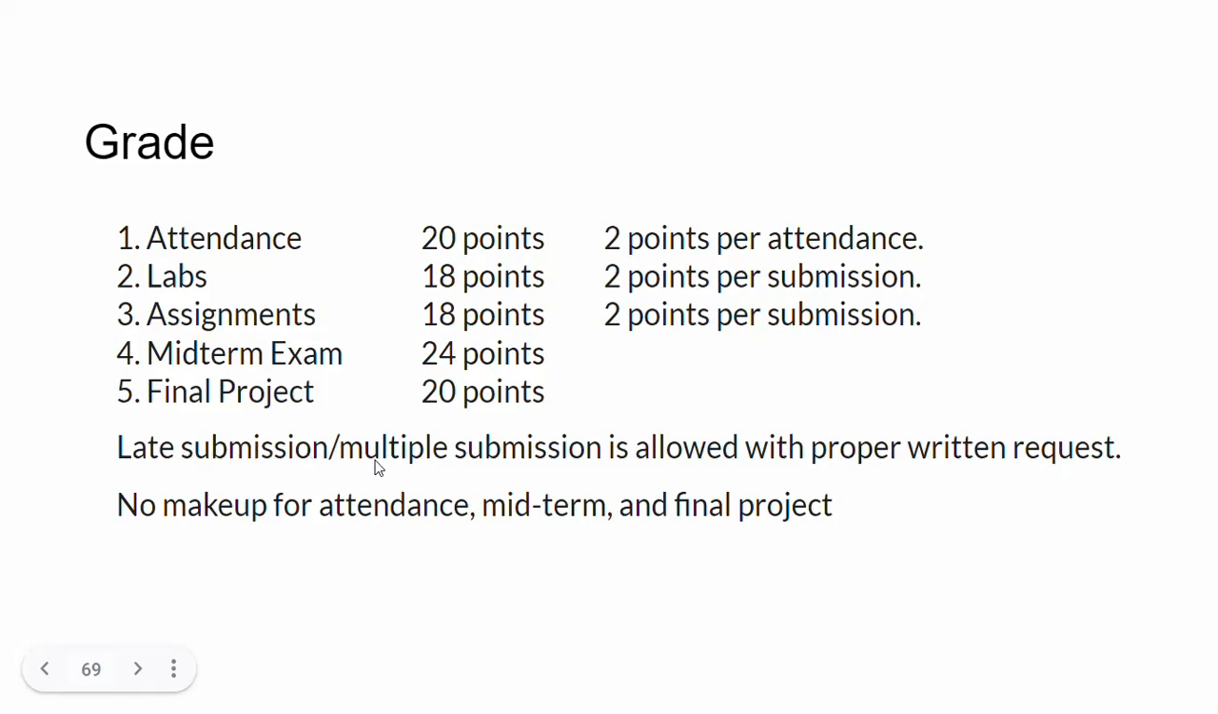Late submission and multiple submissions are allowed with a proper written request prior to the deadline. There's no makeup for participation, attendance, midterm, and the final project. So you are allowed to submit labs and assignments late. But in order to do that, you have to write me an email clearly stating that you will miss the deadline.